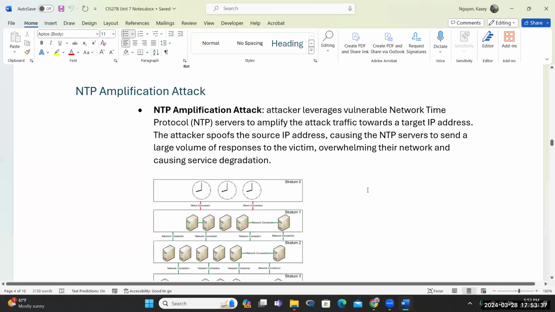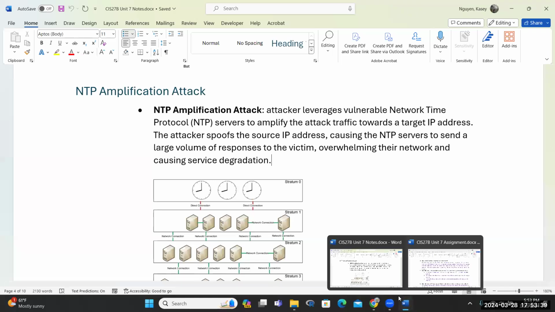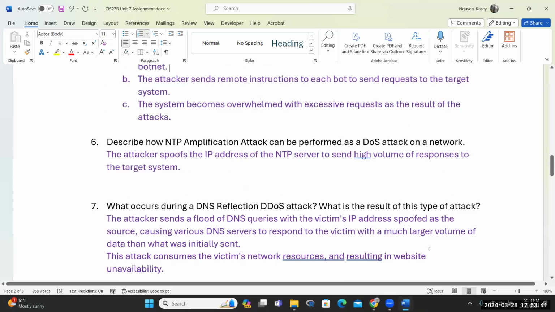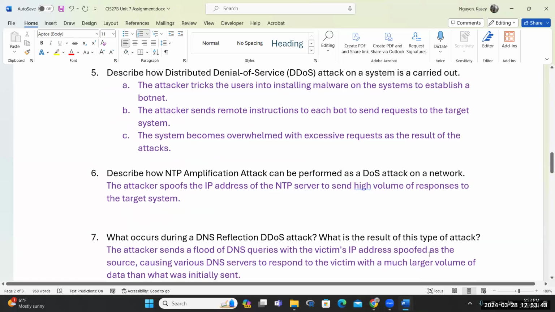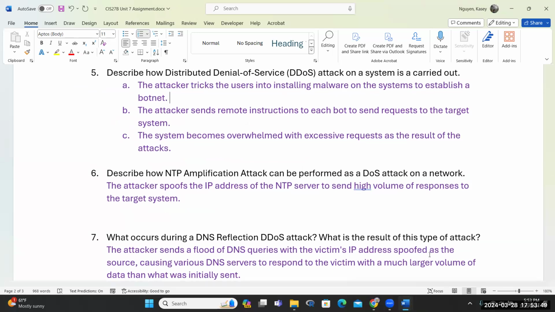Question. All right, so that would be the next answer. Describe how an NTP amplification attack can be performed as a DoS on the network. They spoof the IP address and use the address to make the request to the NTP server. So the NTP server would respond at a high rate back to that particular system.